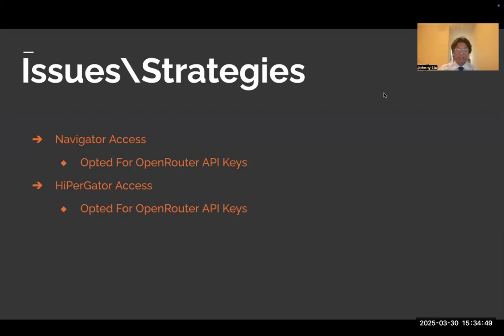In regard to issues and strategies, obviously, as previously mentioned, Navigator access was a huge block in our road to completing this application, and the Hypergator access as well, and that's why we opted for OpenRouter API keys for both of these options.